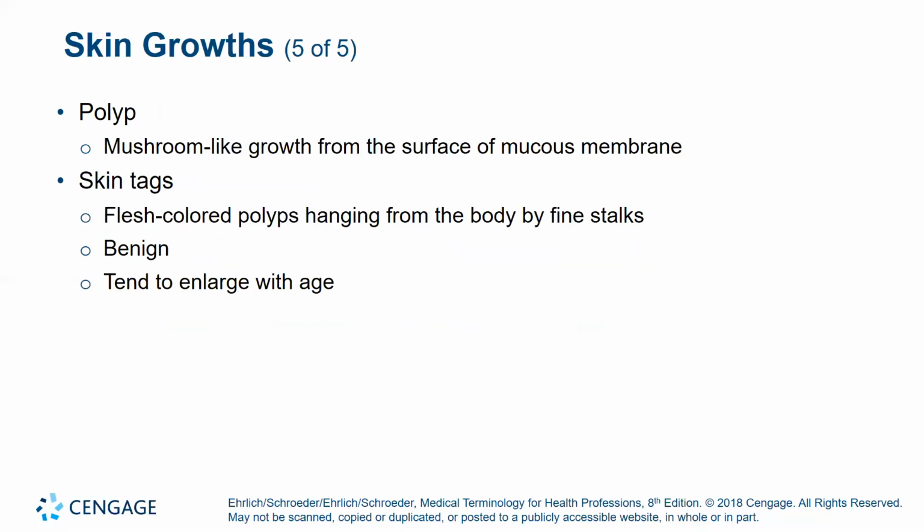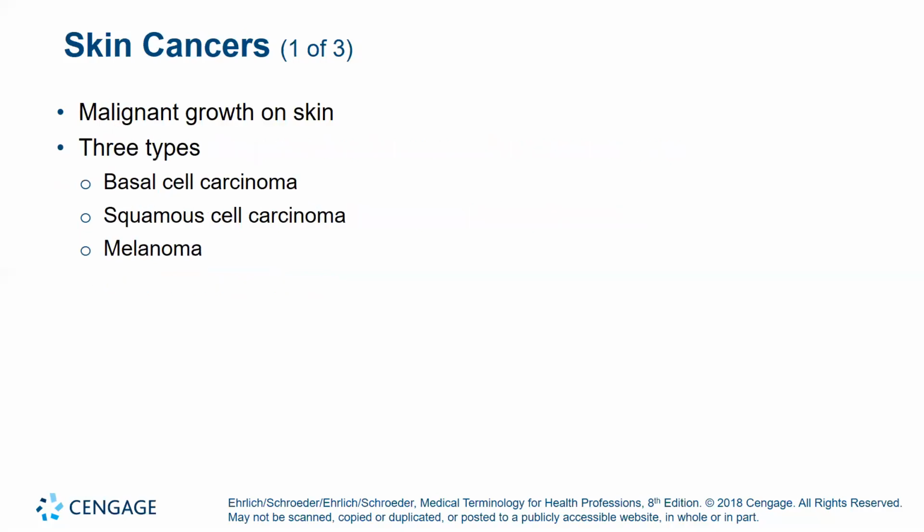Polyp, these are just mushroom-like growths from the surface of mucous membrane. We have skin tags. These are benign. They're flesh-colored polyps hanging from the body by fine stalks, and they tend to enlarge with age. The older you get, the larger they get.